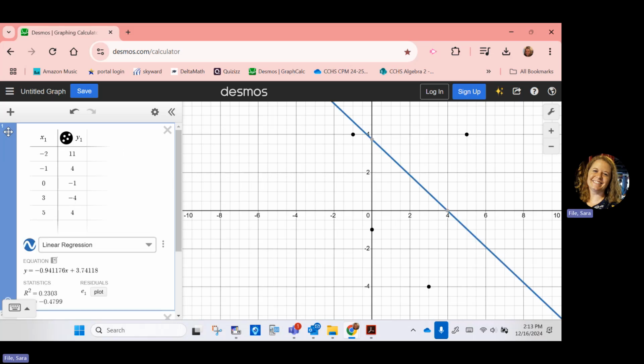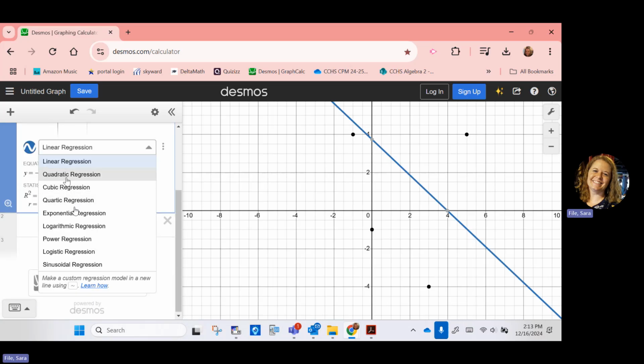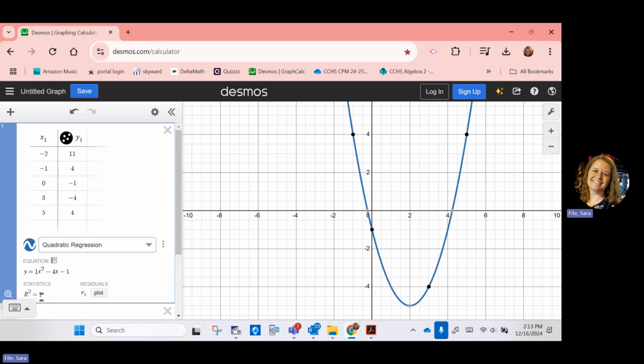Now, if we run the regression, there's linear regression and r squared is 0.2. Not good. But quadratic, r squared is 1. Hey, look, when we run it as quadratic, that parabola hits all of those points that were from that table. Okay, so that one's definitely quadratic and it tells you the equation. So it should be x squared minus 4x minus 1.